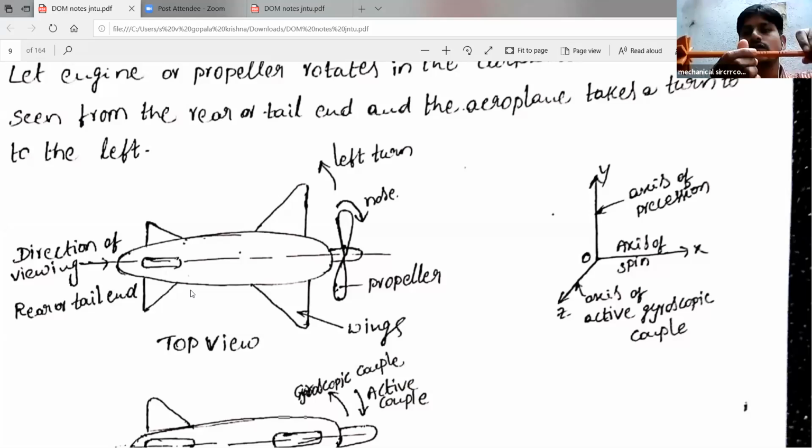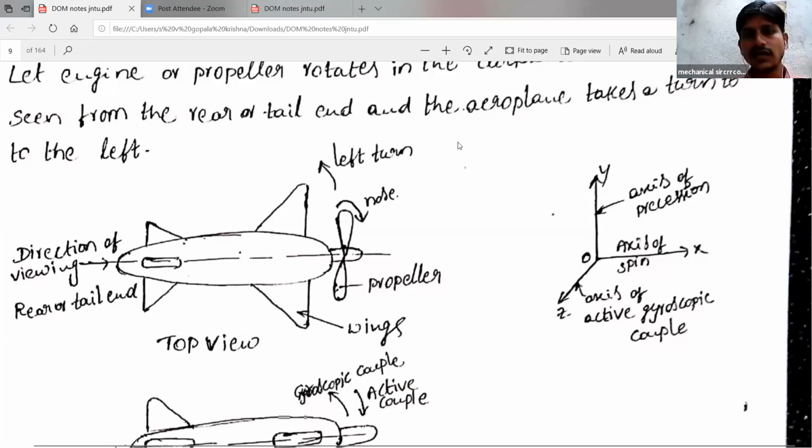All of you observe that. The plane will take to the left side. The direction of viewing is there, and the plane will take to the left side, a left turn. Then the effect of gyroscopic couple is here. We have one bold mark. All of you observe that.